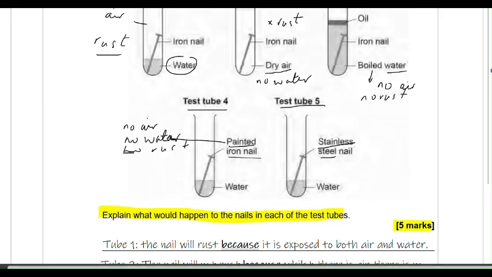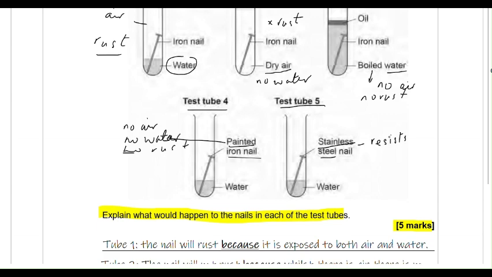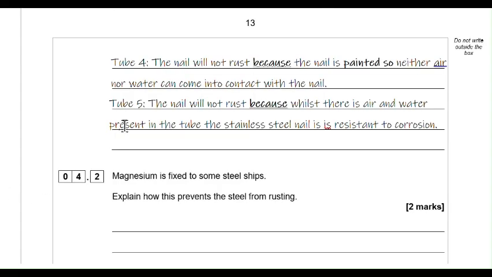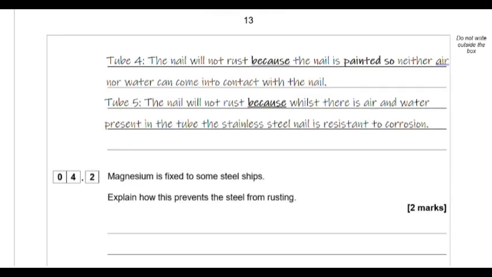Test tube 5, similar to 4 in that there's air and water, but we haven't got an iron nail, we've got a stainless steel nail. Now stainless steel, remember, this is just iron that's been treated with some extra things and it prevents corrosion. So for the fifth and final mark, the nail will not rust because whilst there is air and water present in the tube, the stainless steel nail is resistant to corrosion.